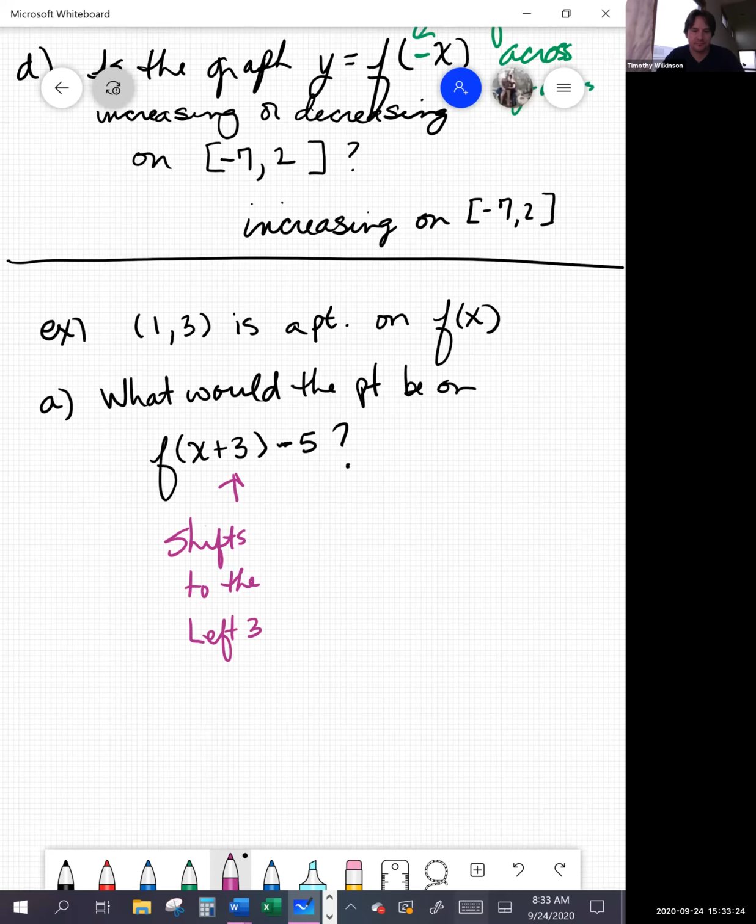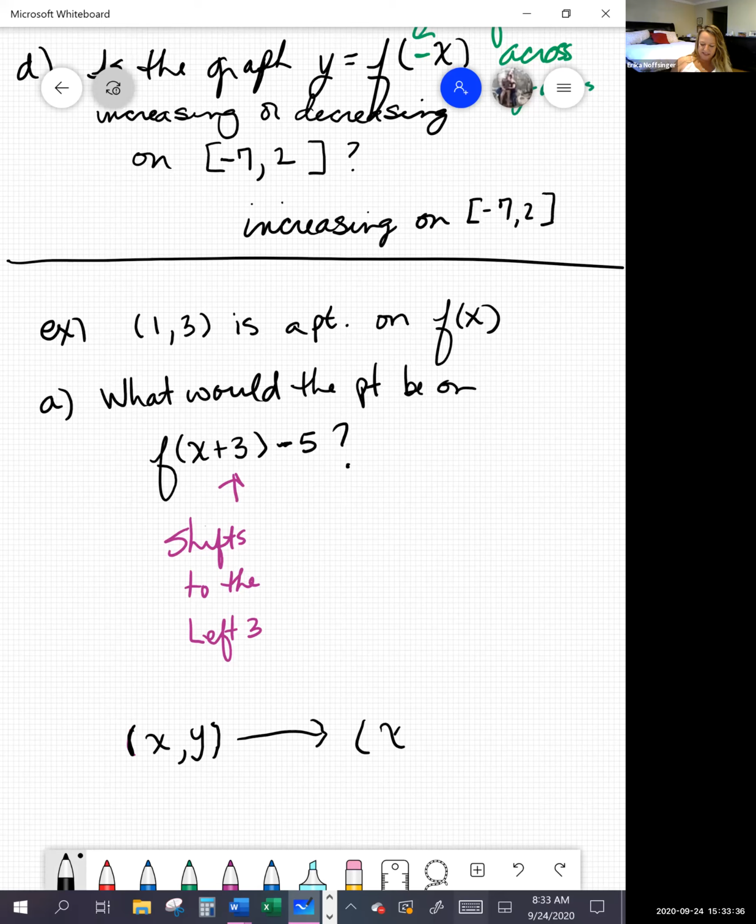So basically, I'm going to have to take my point that was originally (x, y). This is going to be left 3. So I would have to take my x value and subtract 3 from it for my new point. And then the minus 5 is what? Should be a plus 5 now, right?